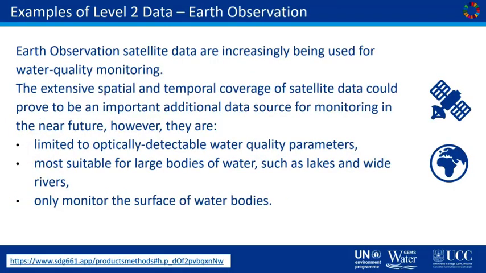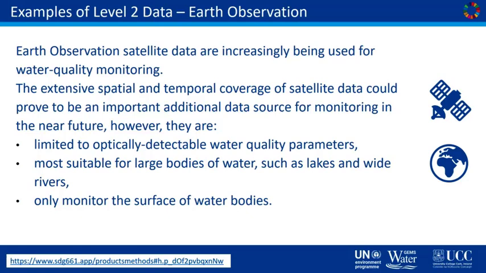Earth observation satellite data are increasingly being used for water quality monitoring. However, they are limited to the optically detectable water quality parameters, and to date no single method has been adopted as the global standard. The technology is currently most suitable for relatively large water bodies such as lakes and very wide rivers, because the spatial resolution available from current satellite images for global applications is not fine enough for the smaller water bodies. But given the extensive spatial and temporal coverage of current and upcoming satellite missions, satellite data could prove to be an important additional data source for monitoring large rivers and lakes in the near future.